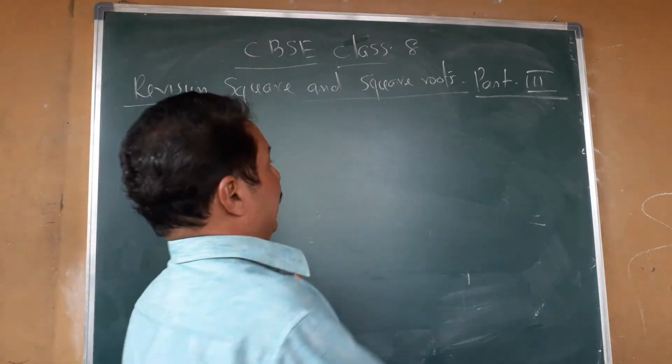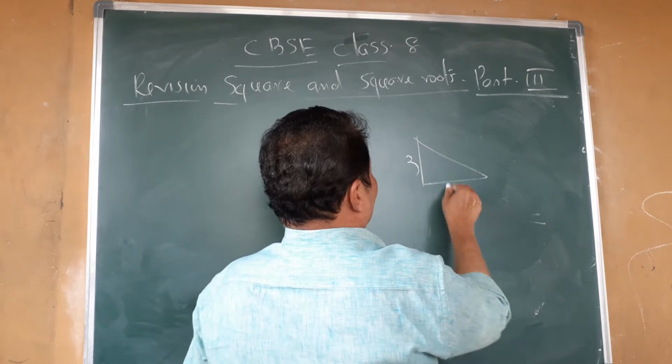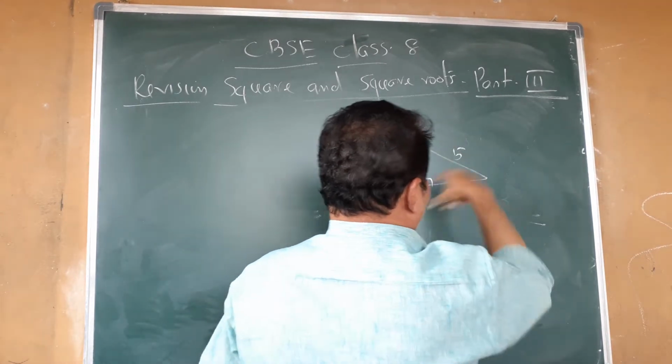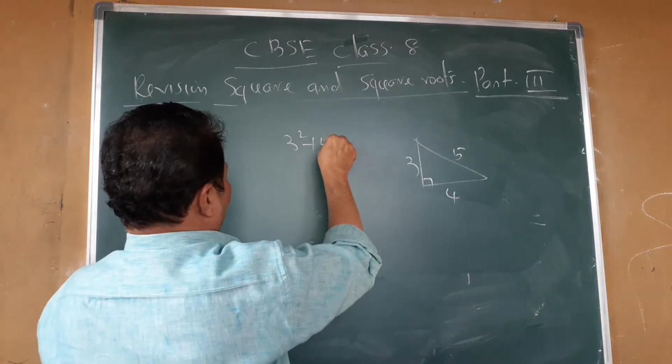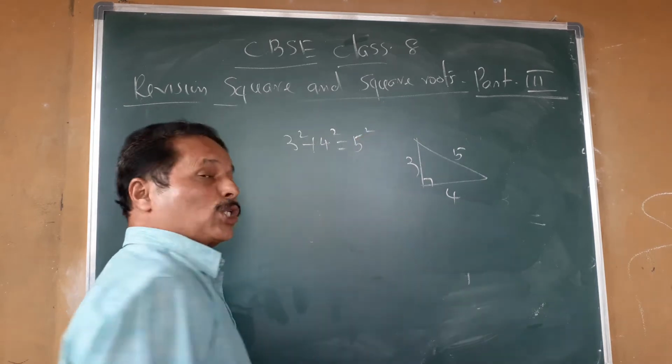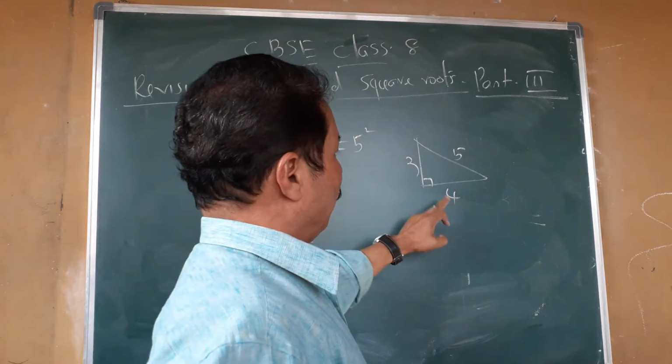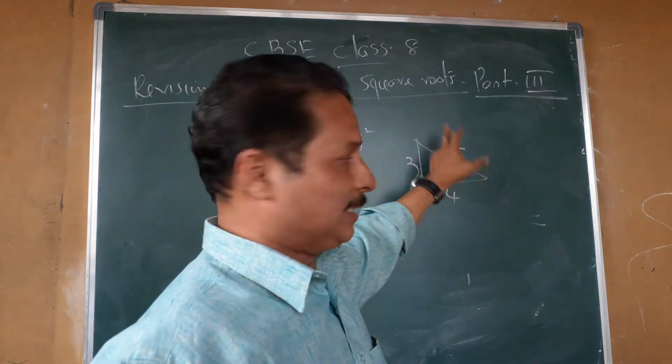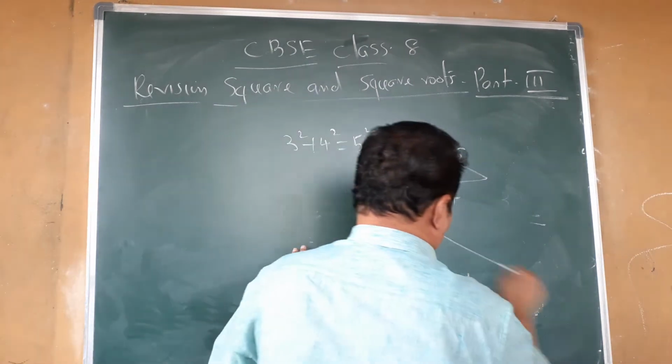You know Pythagorean triplets. These are Pythagorean triplets. 3 square plus 4 square is already 5 square. Base square plus height square is hypotenuse square. Such numbers are Pythagorean triplets.